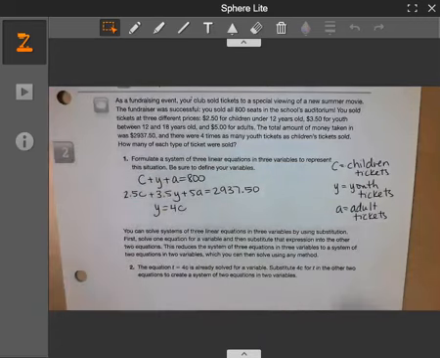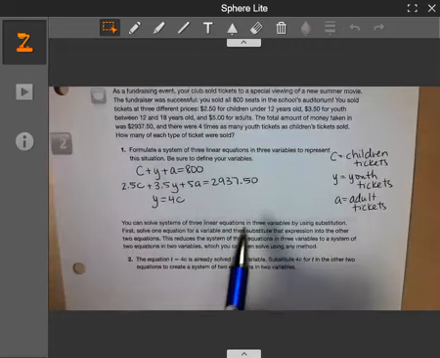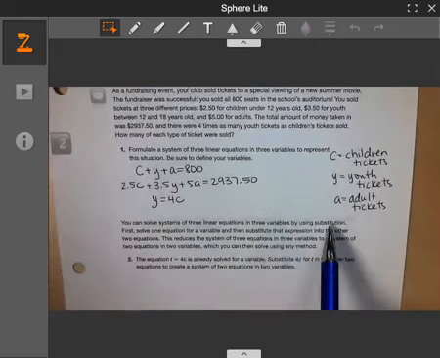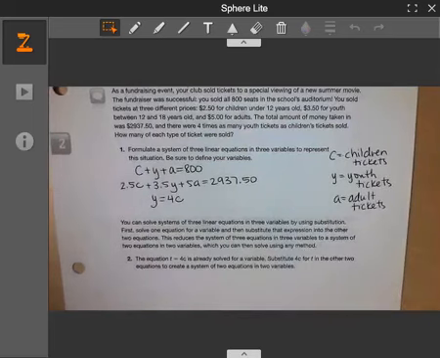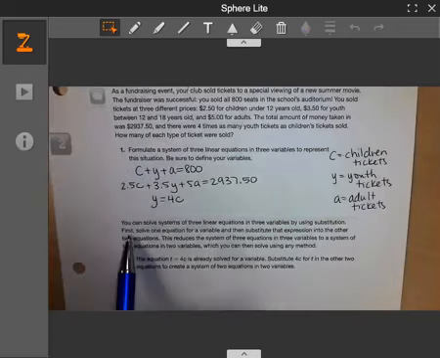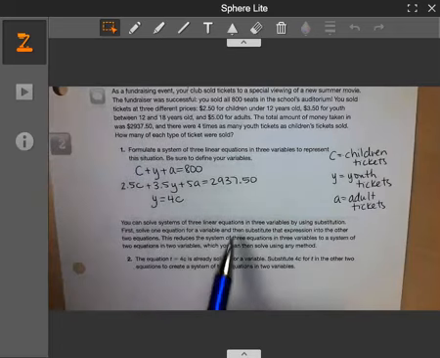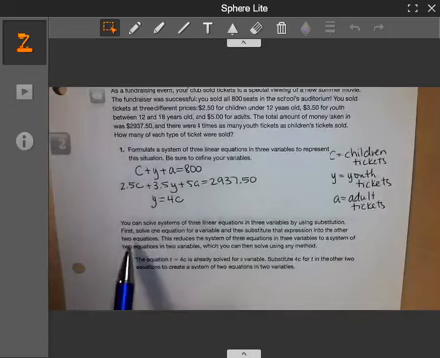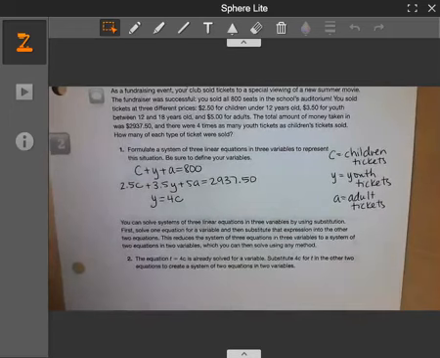It tells us that you can solve systems of three linear equations and three variables by using substitution. So the methods are the same as the two variables, substitution and elimination. We're going to focus on substitution today. First, solve one equation for a variable and then substitute that expression into the other two equations. This reduces the system of three equations in three variables to a system of two equations in two variables, which you can then solve using any method.